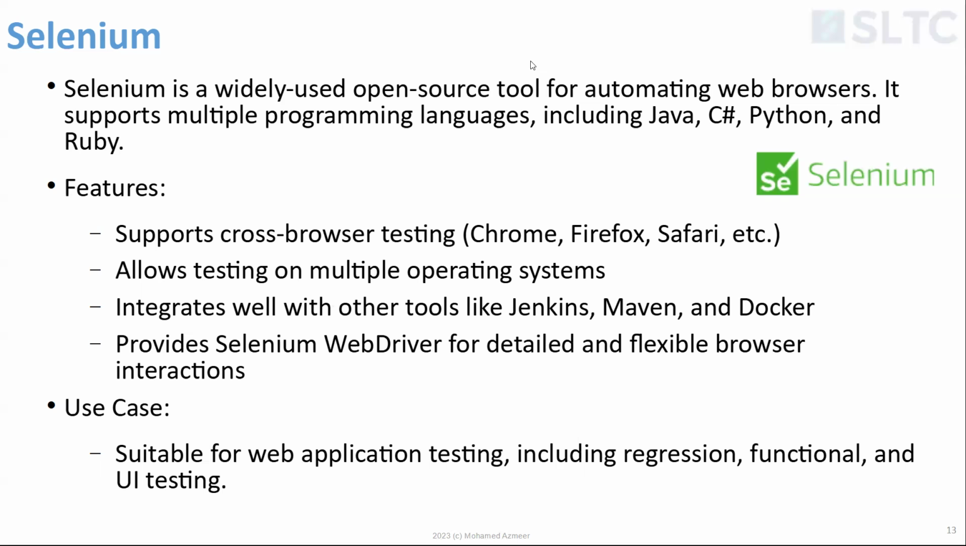Now, I'm not going to use any of these tools. This is for you to understand what options are available in the industry and in the market. When you join a company, they may be using Selenium, they may be using something else. And then you need to at least know, okay, these are the tools used by automated testing environments. Right? So Selenium is suitable for web application testing, including regression, functional, and UI testing. So this is also for UI testing.